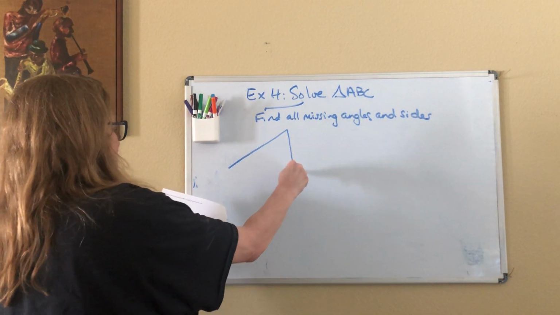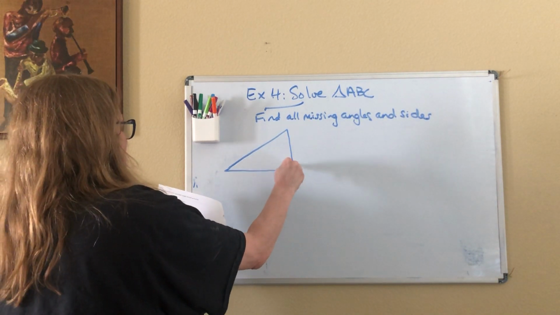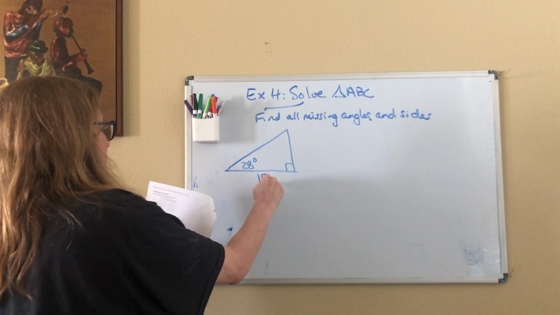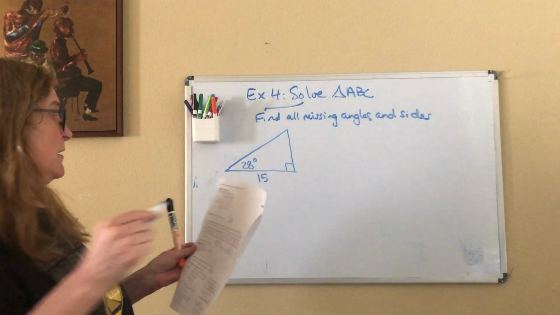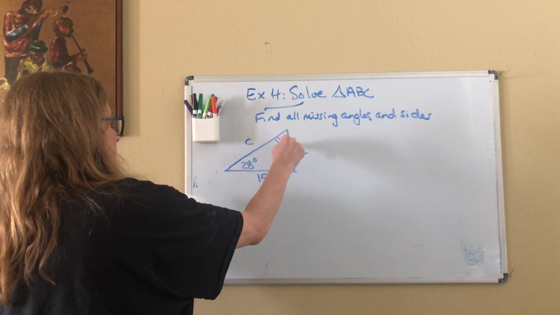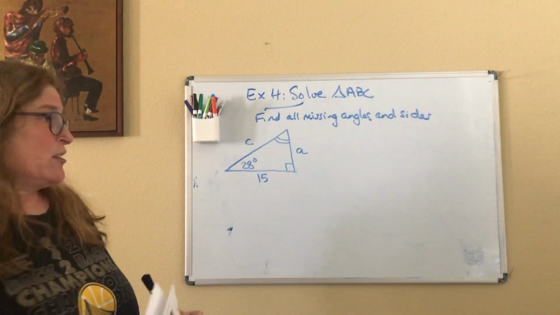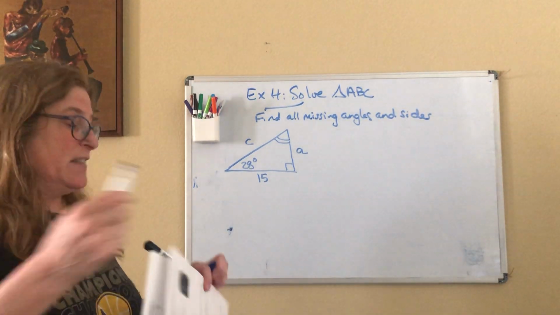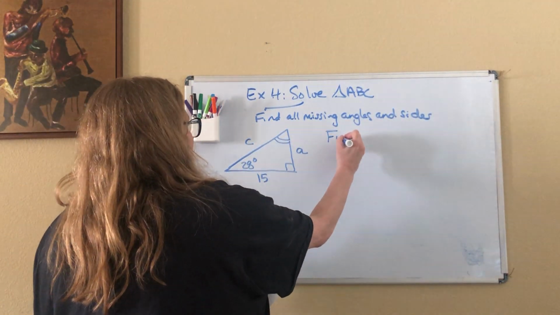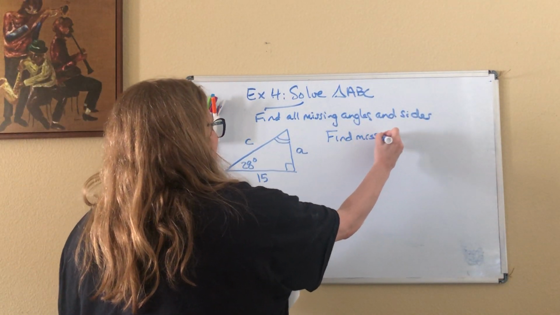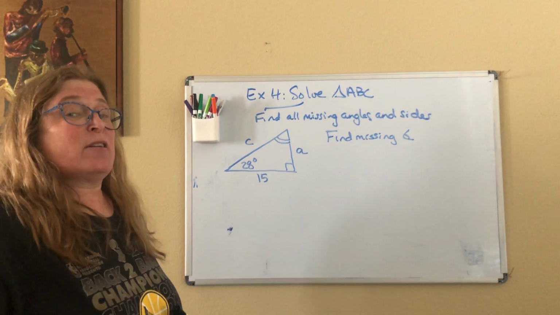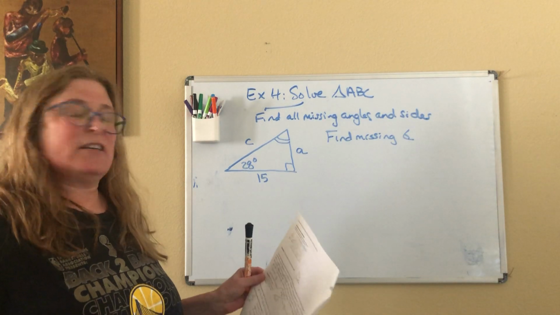They drew us this, and they told us that this is 28 degrees, and they told us that this is 15, right? They want us to find little a and little c, and they also want us to find that angle. So I'm thinking finding the angle is the easiest first step. So let's find the missing angle, and here we're going to use some knowledge we have from geometry. And that is that if I add up the three angles of a triangle, I get 180 degrees.